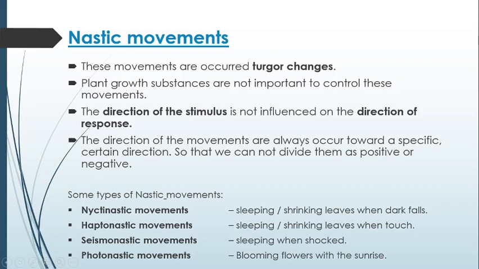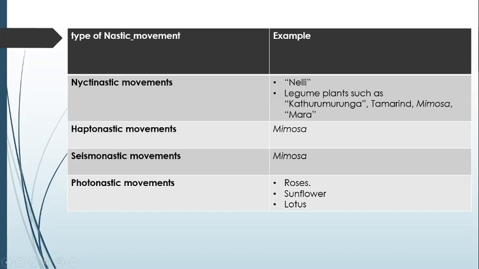Also, there is another type of movement called photonastic movement. It means blooming flowers with the sunrise. When light comes, the flowers bloom. You have been given some examples here for these nastic movements.